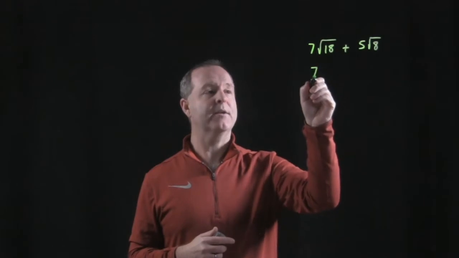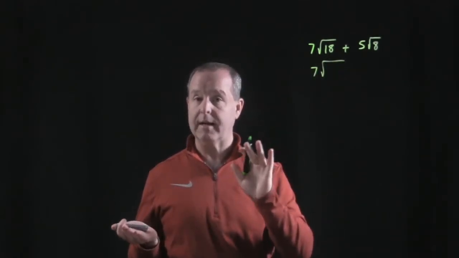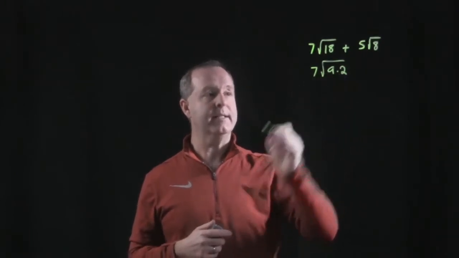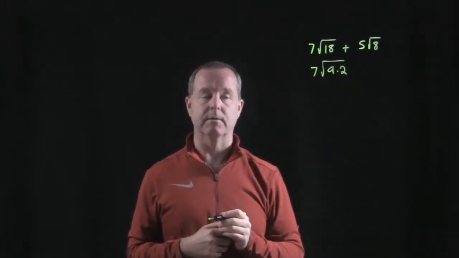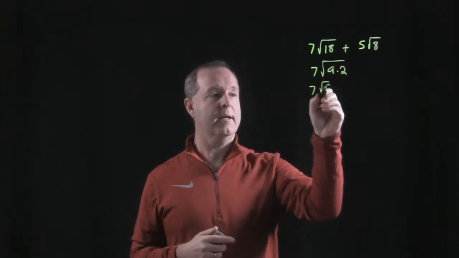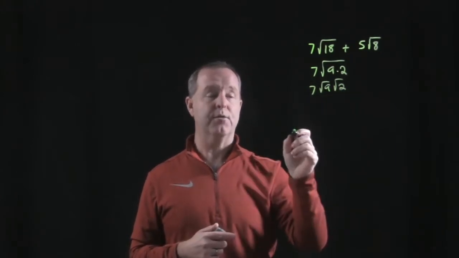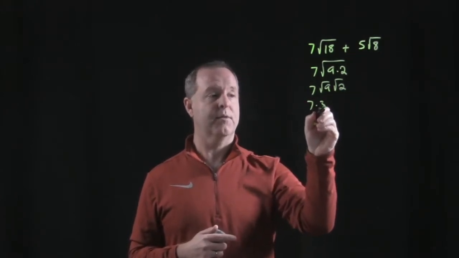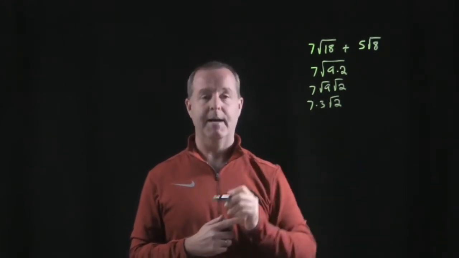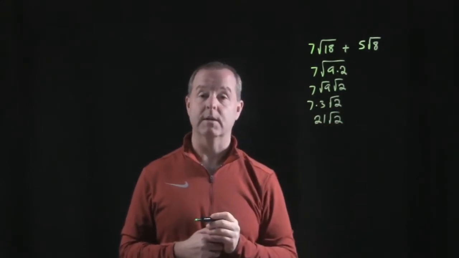Remember, I could refactor the 18 into a factor that's the highest perfect square I can think of if it has one, and it does. So 18 is the same thing as 9 times 2. I can break up the roots, so one is just the square root of 9, and one is the square root of 2. Square root of 9 is a 3, so now I have 7 times a 3 square root of 2. 7 times 3, so I have 21 square root of 2.